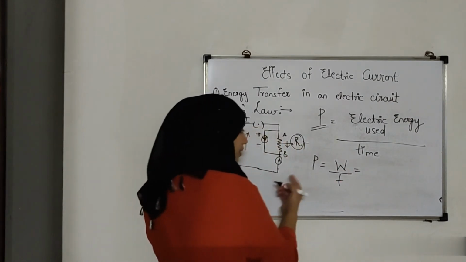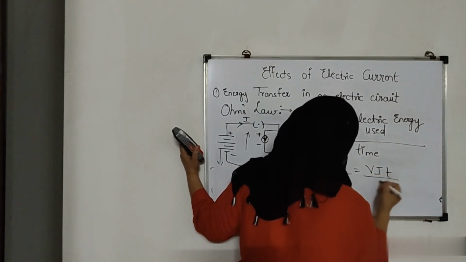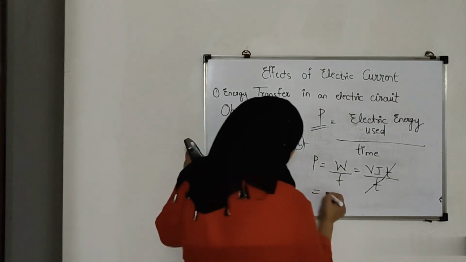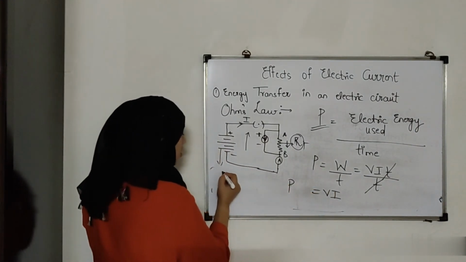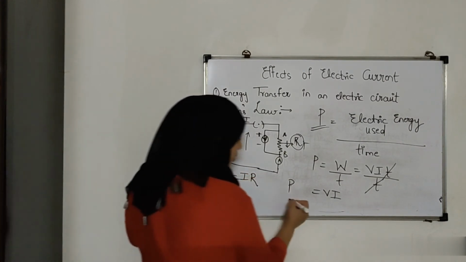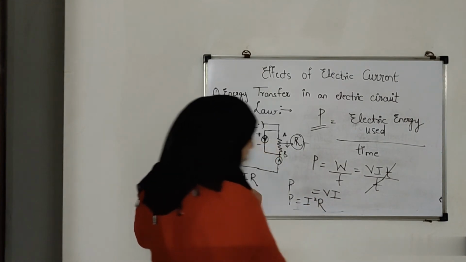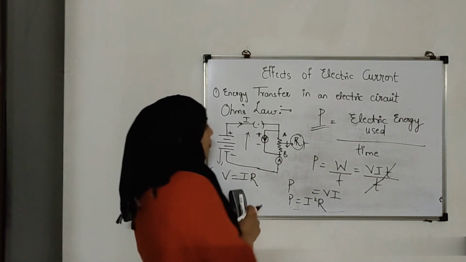Now what is my W? My W is VIT upon time. This T gets cancelled, so I get VI. But by Ohm's law, what is V equal to? V equals IR. So can I substitute the value? I'm going to get I square R as my power consumption. Fine. Now we see from this formula.